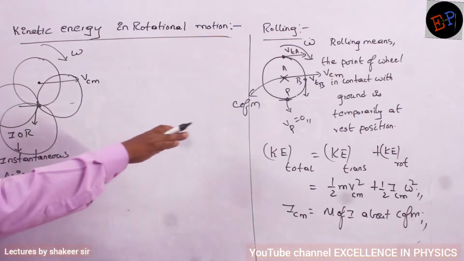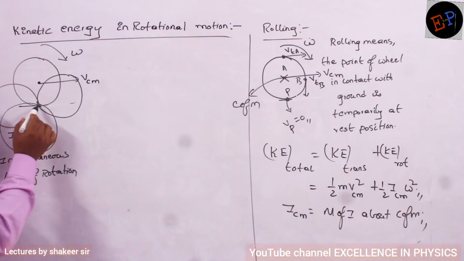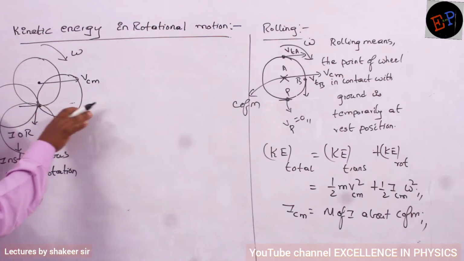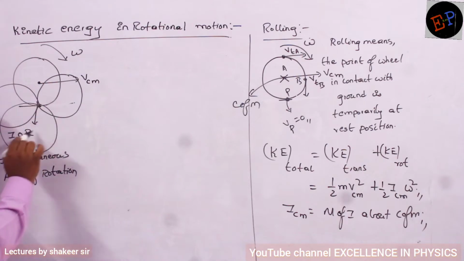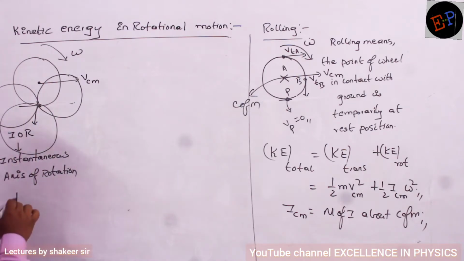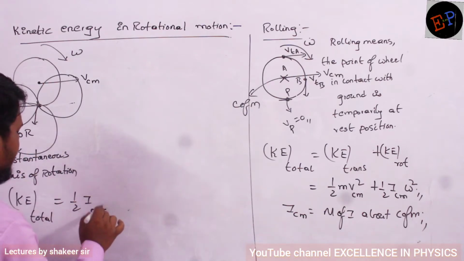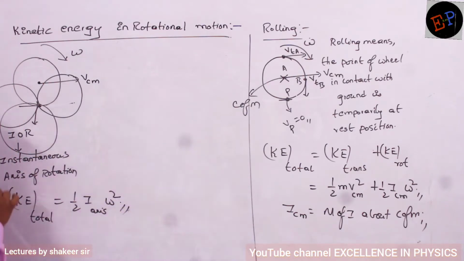Actually, definitely it is moving on a rod, but temporarily I will consider this to be my axis of rotation. If you consider this to be the temporary axis of rotation, then the body is not undergoing translational motion, it is rotating about this point. Are you able to understand? Then in that condition, the total kinetic energy I can call as half I axis multiplied by omega square.